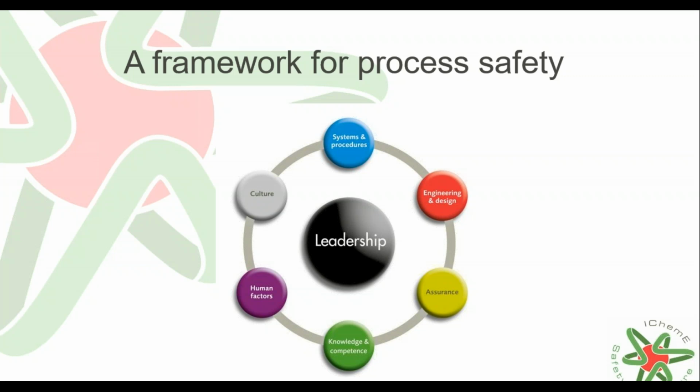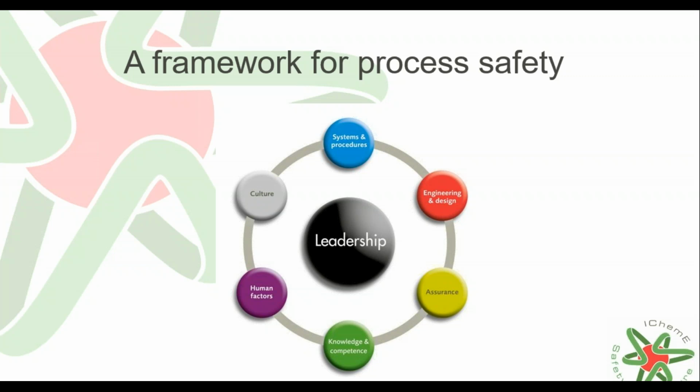What is important about the iChemist Safety Center is that we have a so-called framework for process safety. It is not a safety management system. It doesn't seek to replace one, but it gives a structure for how the iChemist Safety Center members want to see and address process safety.